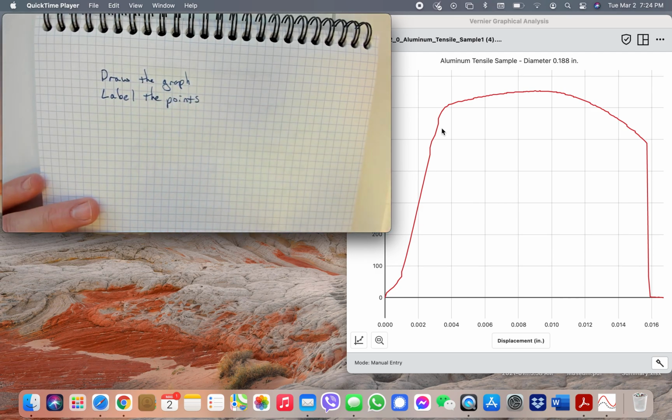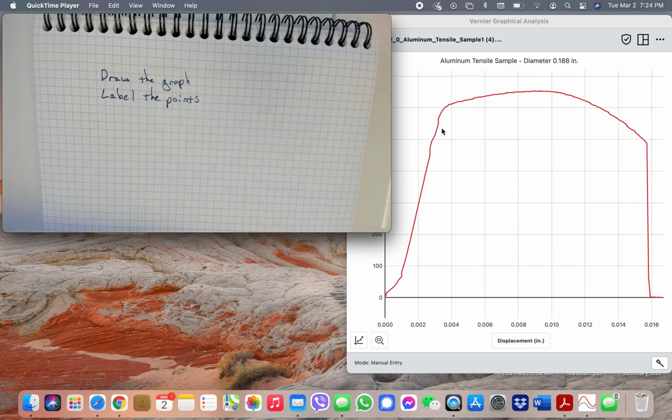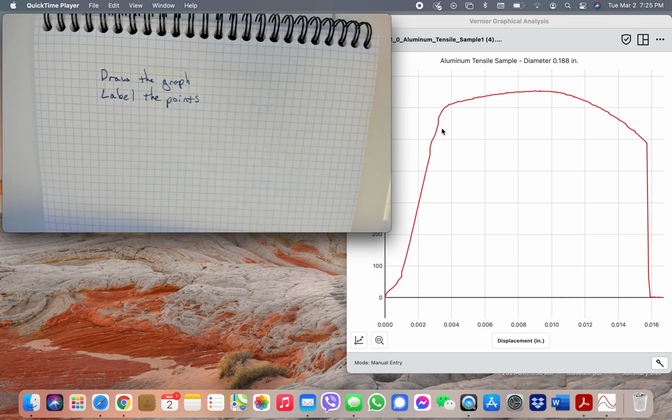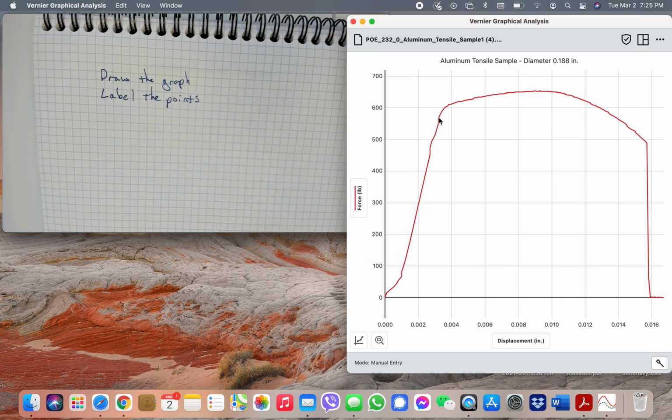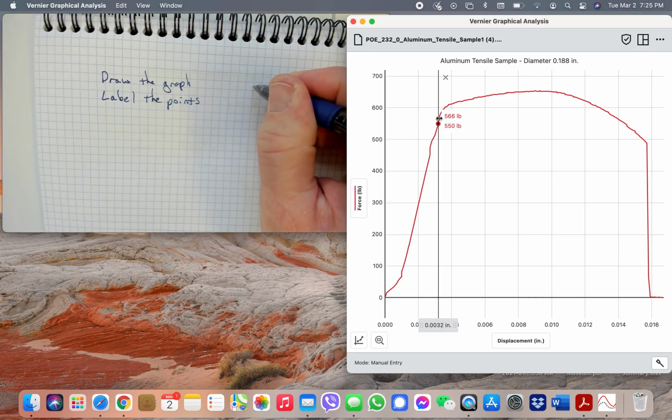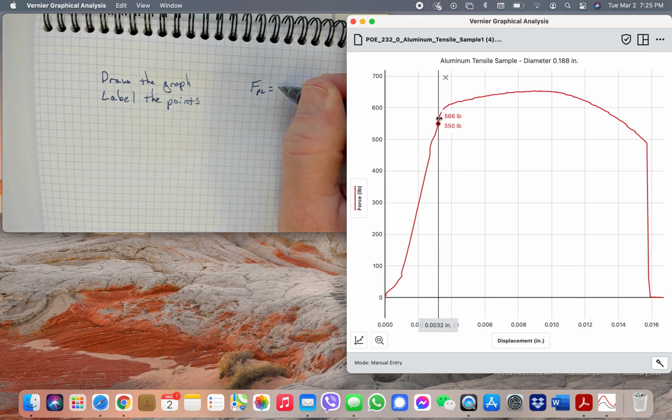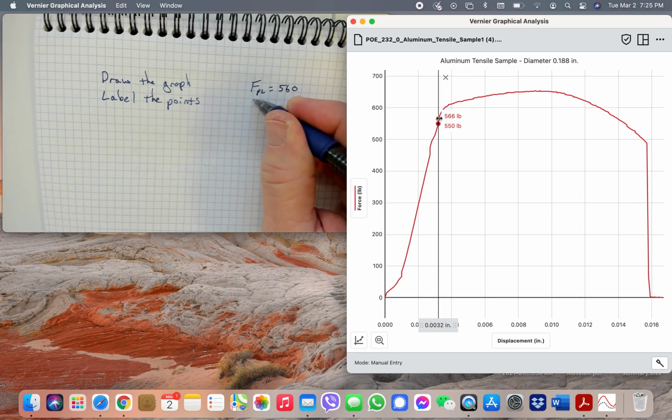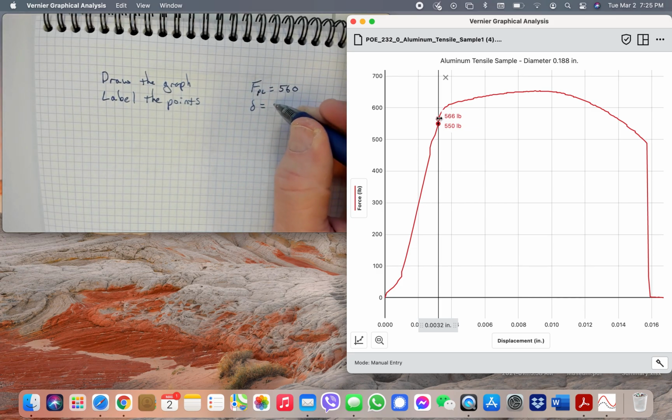Okay, this is your second problem. The first problem you did with the sample numbers that Project Lead the Way gave you. All right, so let's go to here. Now let's find the proportional limit. Proportional limit is right there, so you want to write that down. The force at the proportional limit, I use PL, is around 560. The elongation at that point is 0.0032.